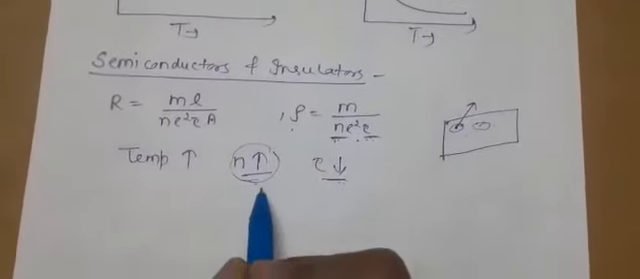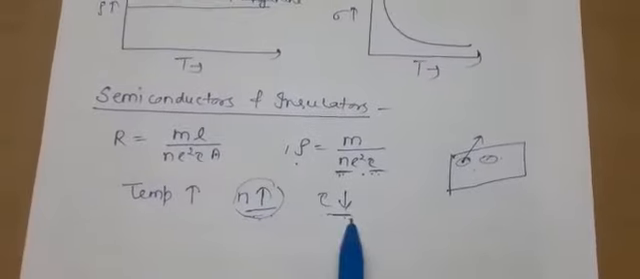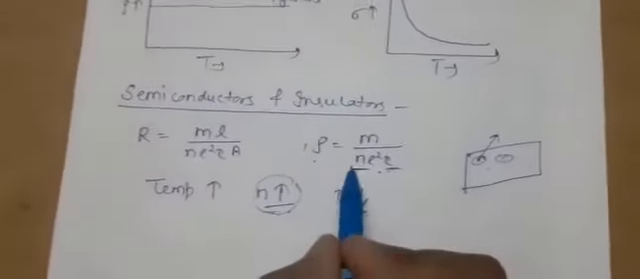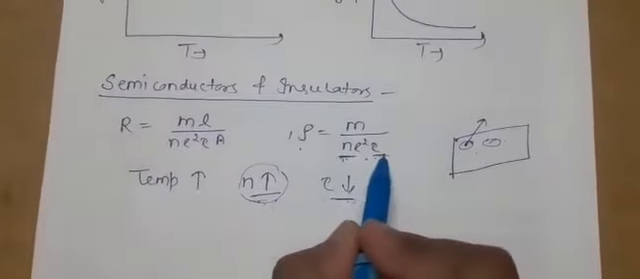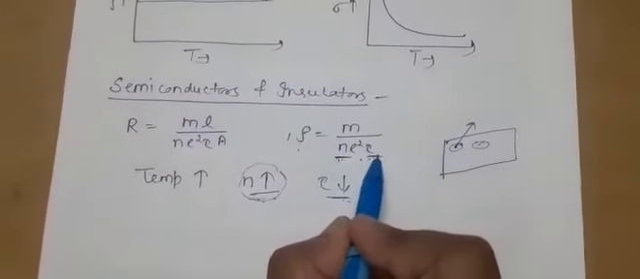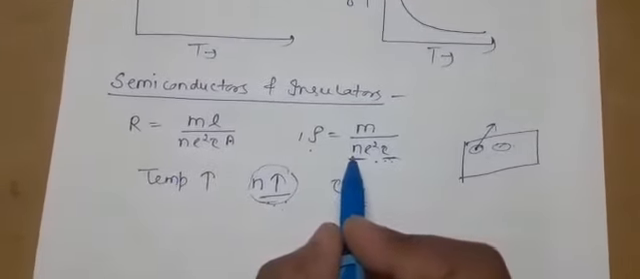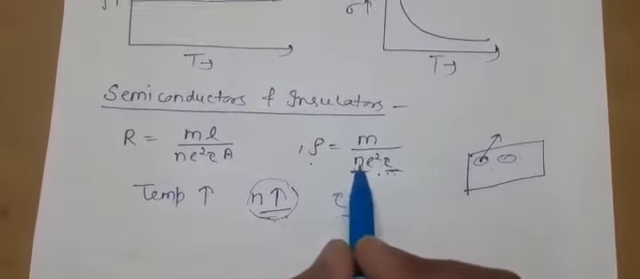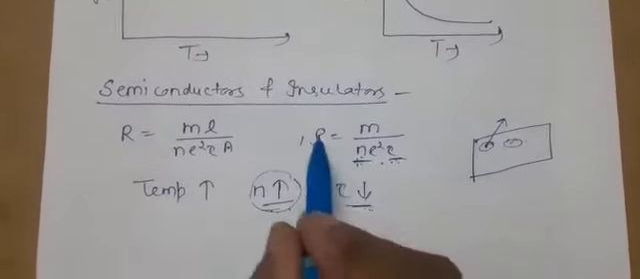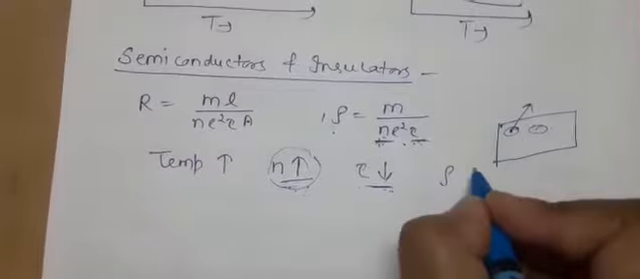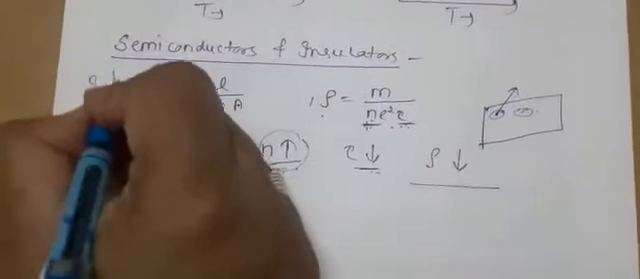So the increase in n compensates more than the decrease in relaxation time. Its effect dominates, because a very large number of free charge carriers will be available. The number density of electrons will increase, so n has a dominating effect, and resistivity will decrease. This is the reason we have to understand.